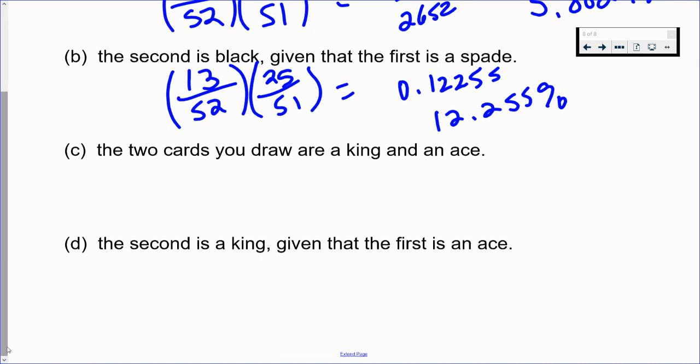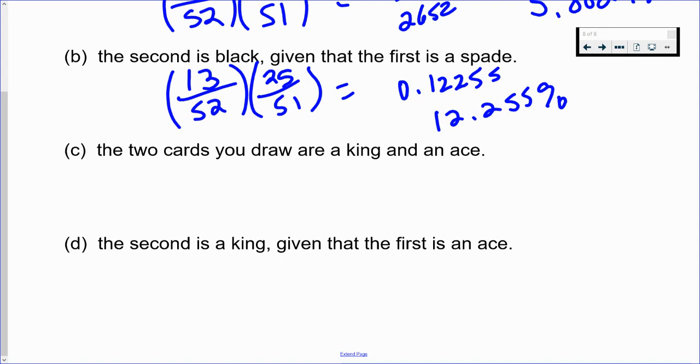Part C, what are the probability? Find the probability that the two cards you draw are a king and an ace. Okay, so let's think about this. You have 4 cards that are a king out of 52. Okay, next, wait a minute. Oops. Okay, so here's what we want to think about.